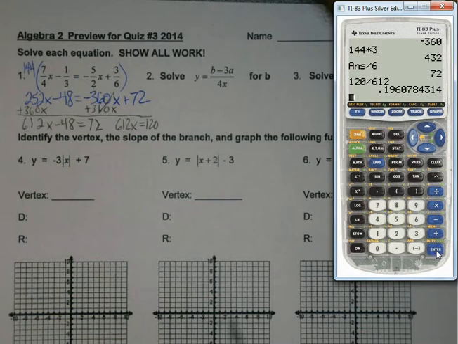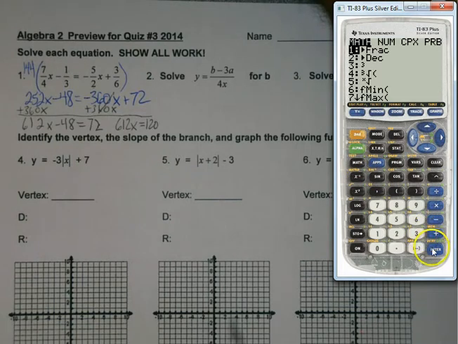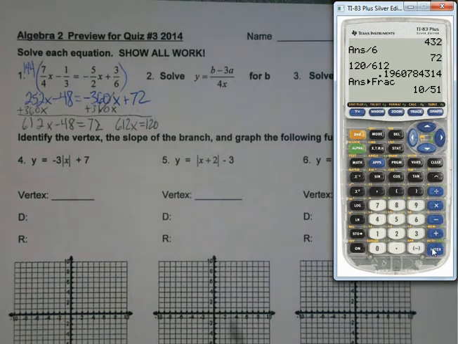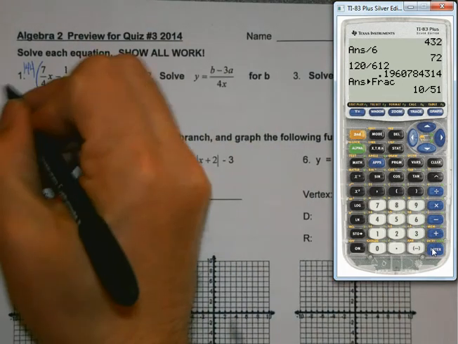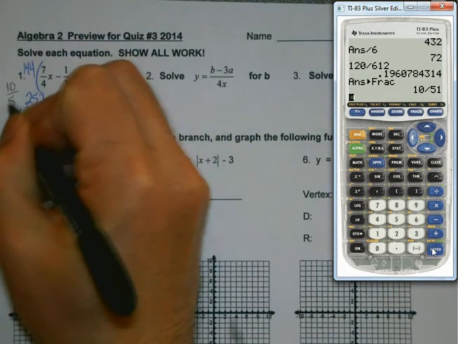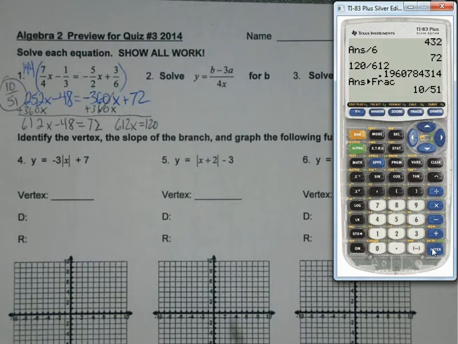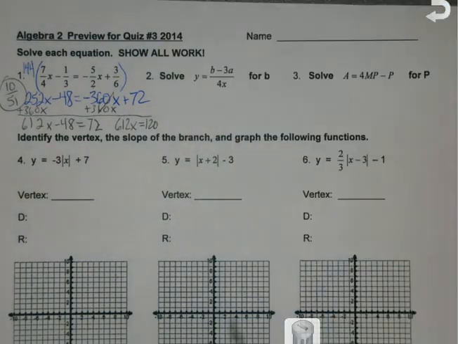Okay, and I get this funky decimal, but let's see if we can get it back into fraction form. So again, when we're doing that, a lot of you have a fraction button on your own calculator, but if you're using one of the ones in here, we do math, and then we hit enter twice. So my answer would be 10 over 51. So you can get funky answers. It's not always going to come out something nice like x equals 2 or something like that.